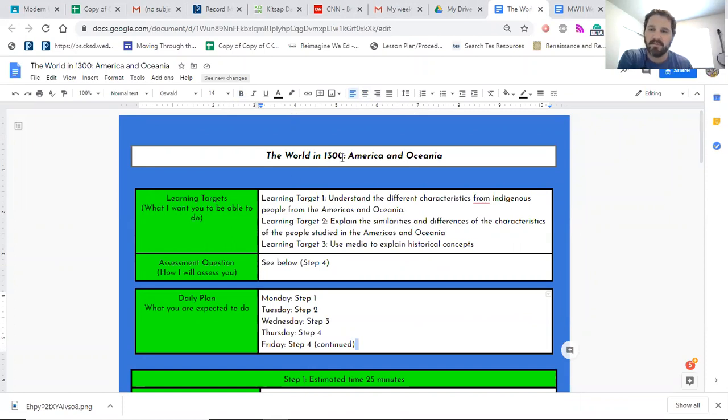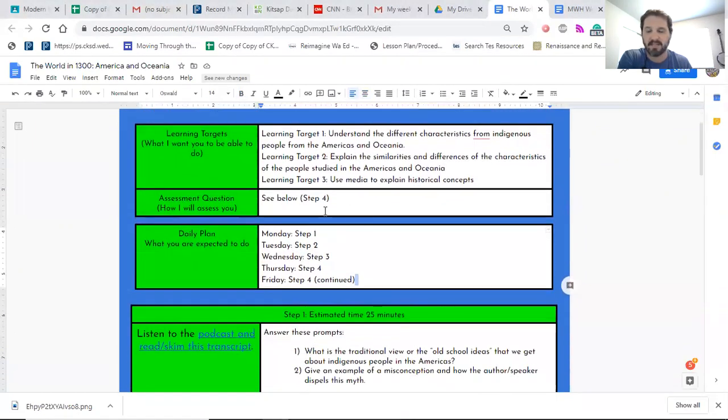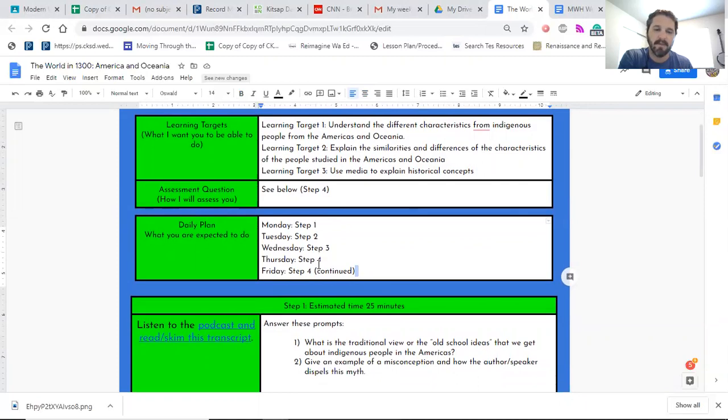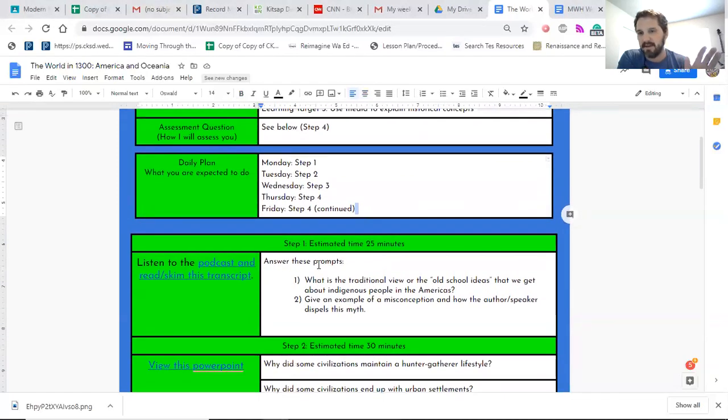So this week's unit is on the world in 1300, America and Oceania. And you're going to find out what those are if you don't know what they are yet. Anyhow, we begin with the learning targets and what the assessment is. It says see below step 4. Your lesson may or may not have a daily plan, but here's mine: Monday, Tuesday, Wednesday, Thursday, Friday. They're always going to have an assigned or estimated time limit, as we can see here.